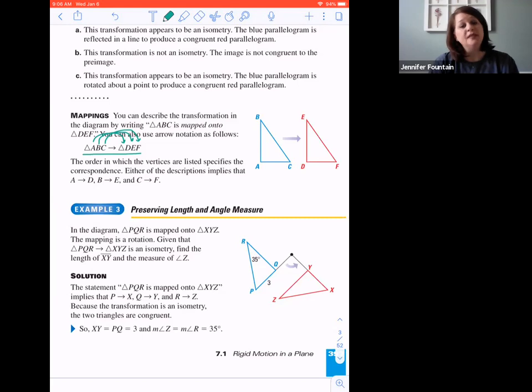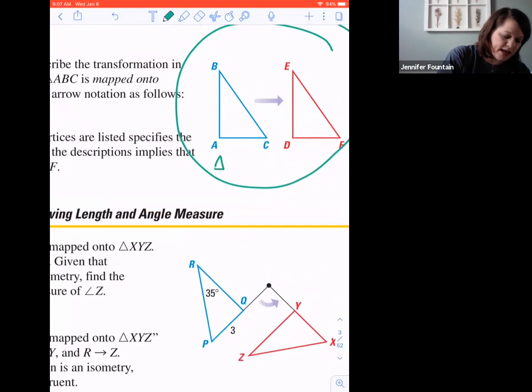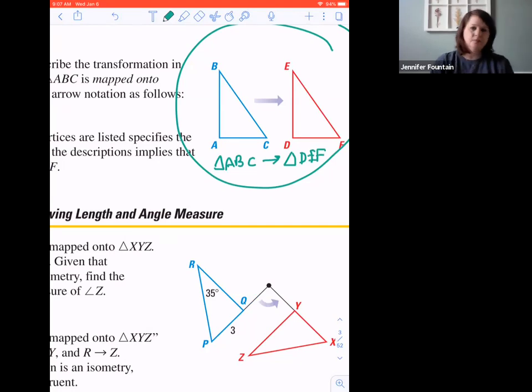And then the next thing says, draw the example of mapping from page 397. So go ahead and look at that example where we have the blue triangle ABC, where it transforms to the red triangle. So you'll just draw your triangle ABC, draw your arrow. So basically you're drawing this image right here. And below that, I want you to go ahead and write triangle ABC is mapped to triangle DEF. So I want you to go ahead and write down that visual image on your note page.